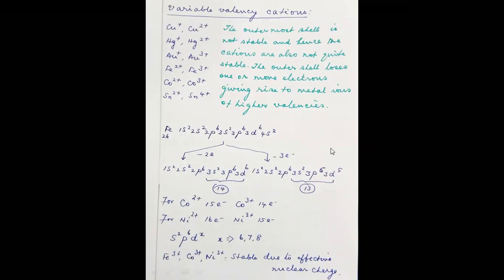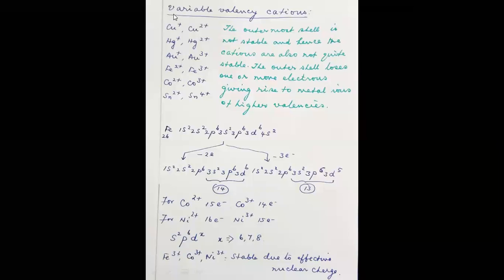It becomes stable. Similarly, cobalt 2+ has 15 electrons in the outermost shell, and cobalt 3+ has 14 electrons. Similarly, nickel 2+ has 16 electrons, nickel 3+ has 15 electrons. So in general, I can write s2 p6 d^x, which means x electrons can be accommodated. The x can be 6, 7, 8. So Fe3+, cobalt 3+, and nickel 3+ are all stable due to effective nuclear charge.